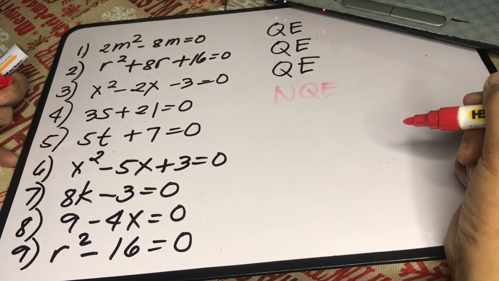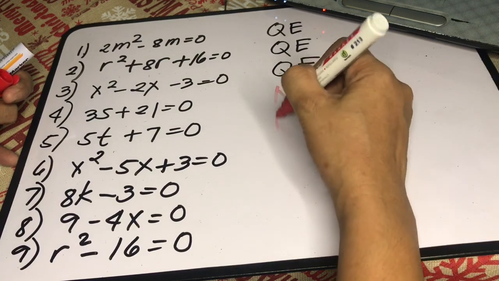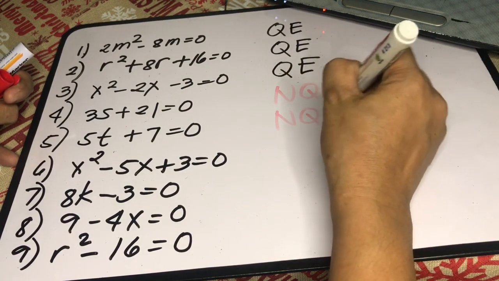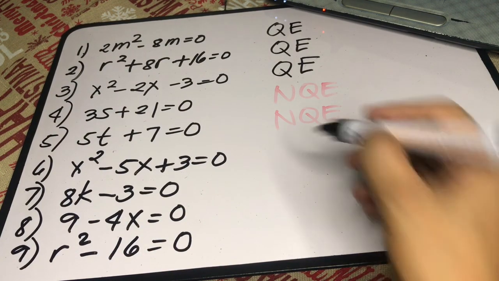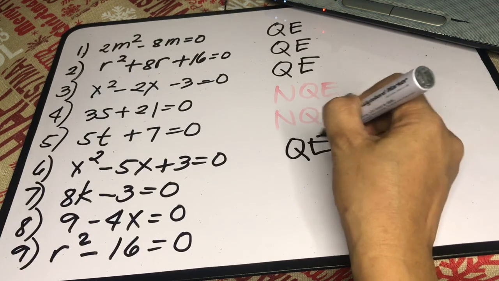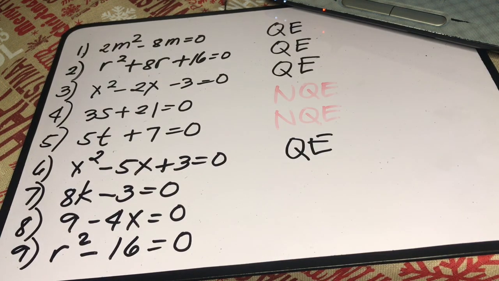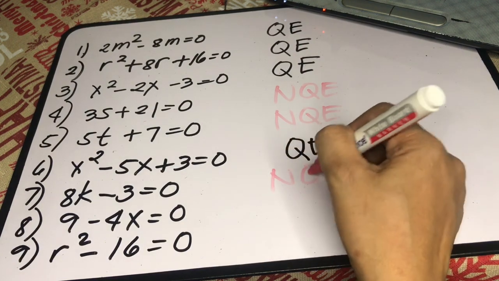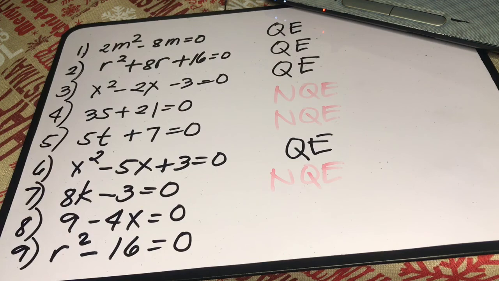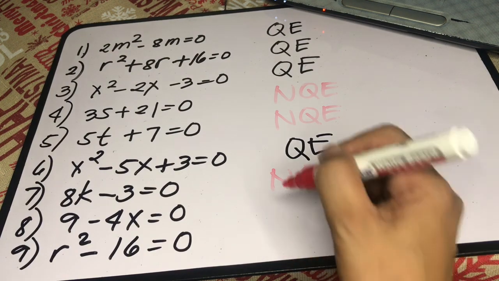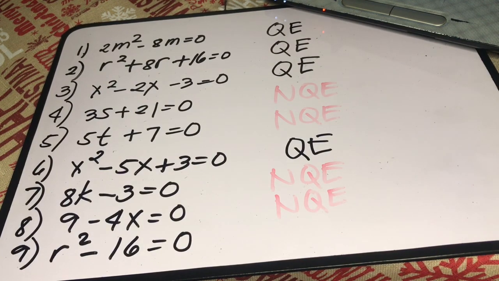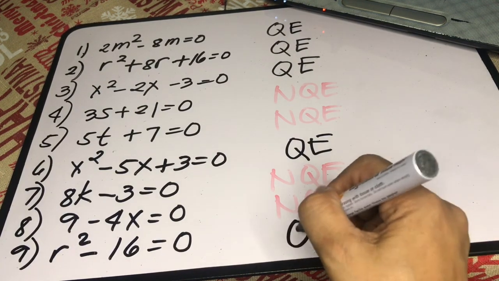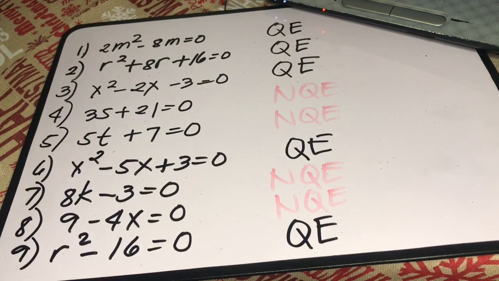Number 5, 5t plus 7 equals 0 is not a quadratic equation. Number 6, x squared minus 5x plus 3 equals 0 is a quadratic equation. Number 7, 8k minus 3 equals 0 is not a quadratic equation. 9 minus 4x equals 0 is not a quadratic equation. And r squared minus 16 equals 0 is a quadratic equation.